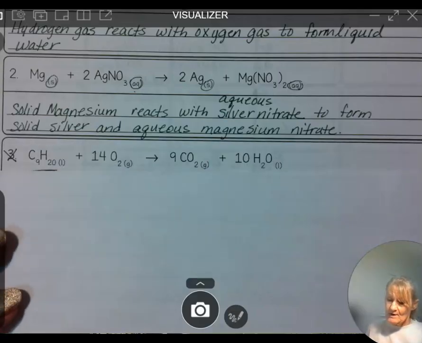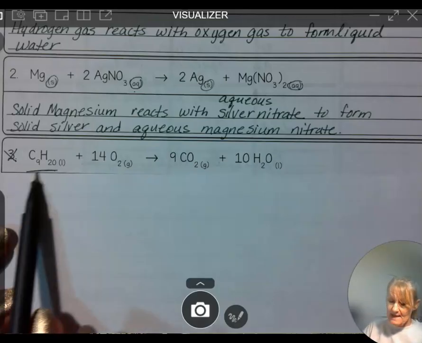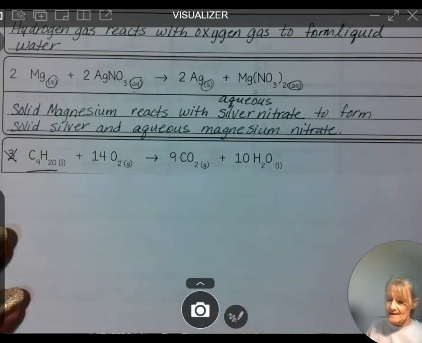Okay, we are going to skip 3 just for now, just because we do need to come back in and talk just a little bit about how to name this one here. Okay, so skip 3.